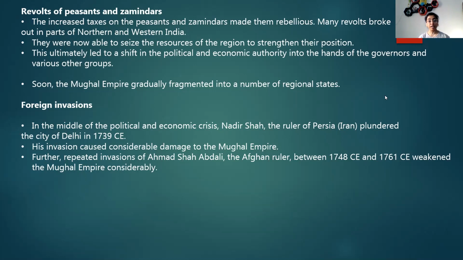The fourth reason was foreign invasion. While this political and economic crisis was going on, there were two invaders, Nadir Shah and Ahmad Shah Abdali. Nadir Shah was a Persian ruler from Iran, and Ahmad Shah Abdali was an Afghan ruler. They both invaded India. Nadir Shah plundered and looted the city of Delhi in 1739 CE. It was one of the huge damages made to the Mughal empire. After that, there were also repeated invasions by Ahmad Shah Abdali, the Afghan ruler. Because of these foreign invasions, this definitely was a strong reason for the decline of the Mughal empire.